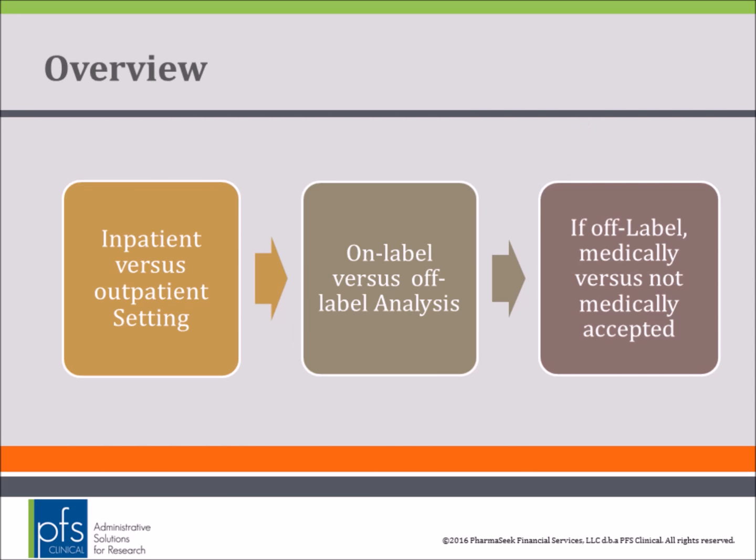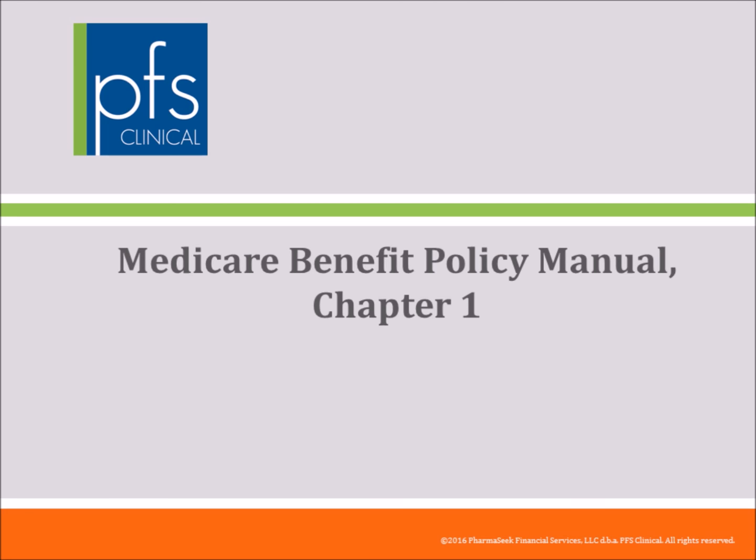Drug analysis follows a sequence of steps. First, you must determine if the drug is administered in an inpatient or outpatient setting. This can be determined by referencing the study protocol or informed consent form. If the drug is given in the outpatient setting, then you must determine if the drug is on-label or off-label. If the drug is off-label, then you must determine if the drug is medically or not medically accepted. We will start with Medicare Benefit Policy Manual, Chapter 1.